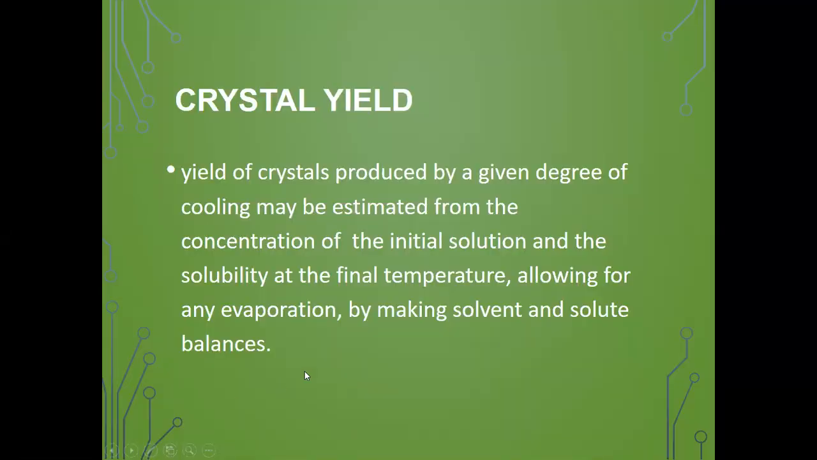Now we go to the crystal yield. The yield of crystals produced by a given degree of cooling may be estimated from the concentration of the initial solution and the solubility at the final temperature, allowing for any evaporation, if there is, by making solvent and solute balances. If I simplify everything that is stated here, you can determine the crystal yield by making solvent and solute balances. That particular process will be illustrated to you in the next slide.